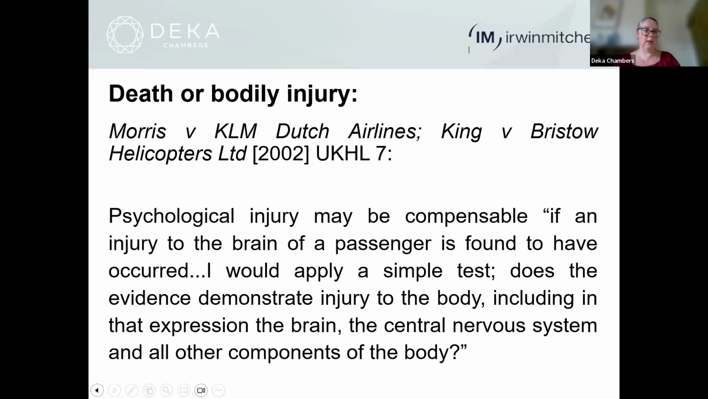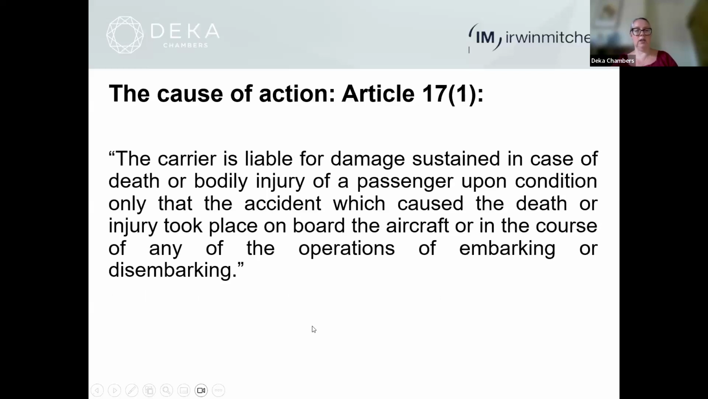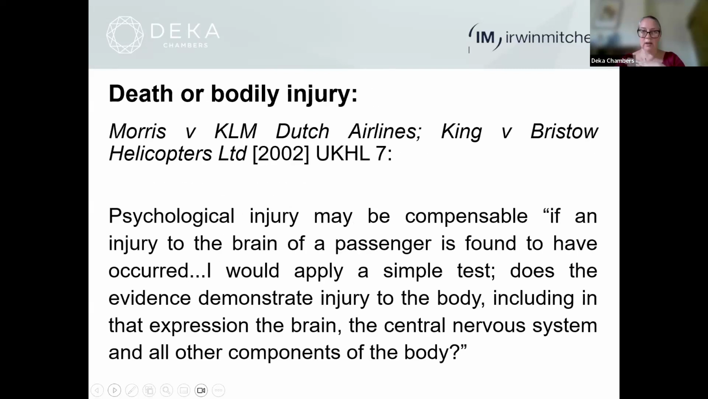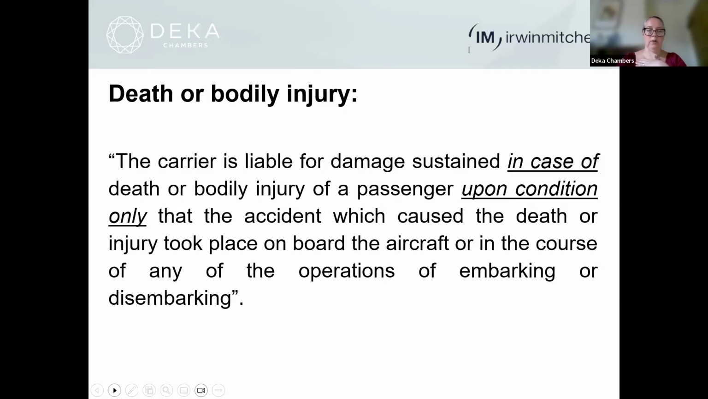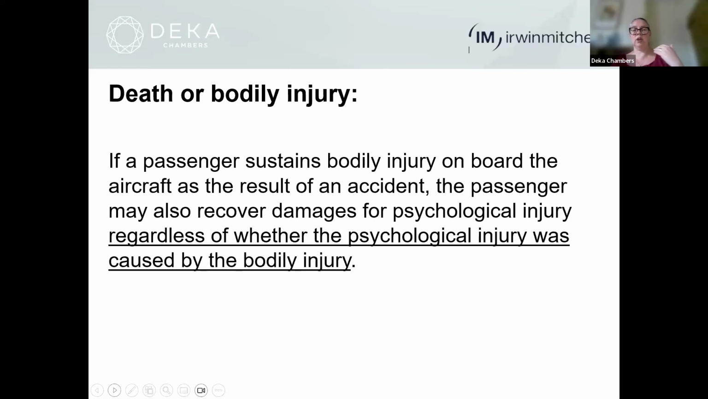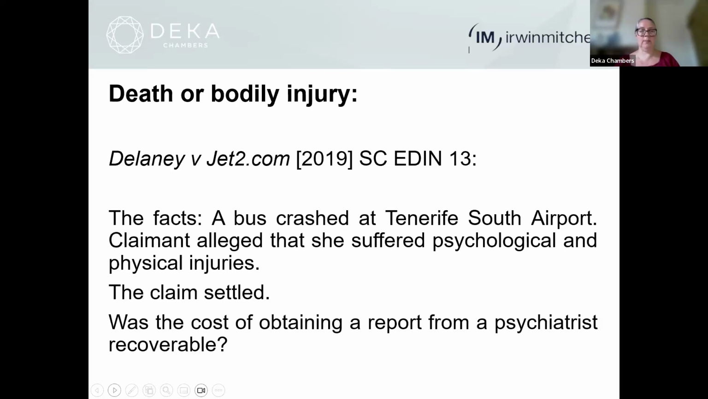We'll go back to the wording of the underlying cause of action. Carrier is liable for damage sustained in case of death or bodily injury. So once you've got a bodily injury of whatever kind, even de minimis, even a pinprick, you can recover for your psychological injury. And that was the state of the American authorities. So the conclusion you draw is that if there is any bodily injury, just a pinprick, that's all it has to be, on board the aircraft as a result of an accident, you can recover for a psychological injury that goes far beyond that, as long as there's been a bodily injury.